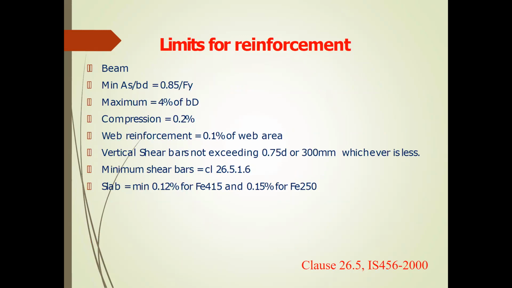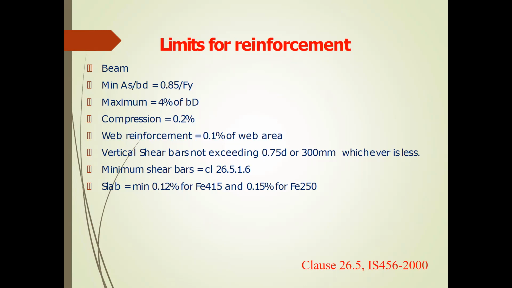Limits of the reinforcement are given in clause 26.5 of IS 456-2000, which you can verify. For a beam, minimum tension reinforcement is 0.85 divided by fy, and the maximum is 4% of the section. Compression reinforcement should be a maximum of 4%. Web reinforcement shall be 0.1% of the web area. Vertical shear bar spacing should not exceed 0.75d or 300 mm, whichever is less. Minimum shear bar clearance is in clause 26.5.1.6, which you can verify.